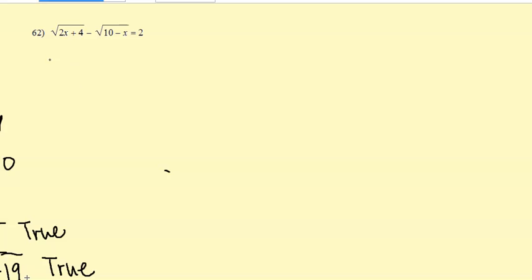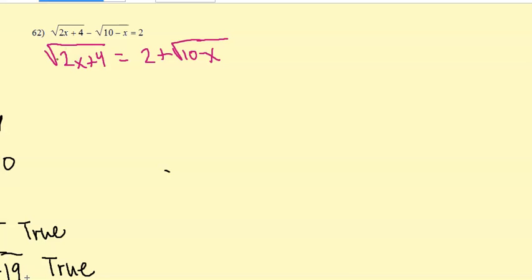Alright, let's look at number 62. We have the square root of 2x plus 4 minus the square root of 10 minus x equals 2. The first thing you want to do is move one of those square roots to the other side. So we have 2 plus square root of 10 minus x.